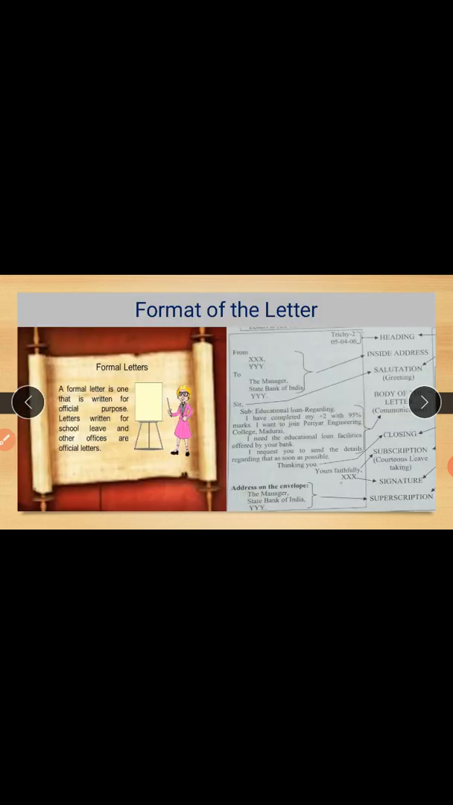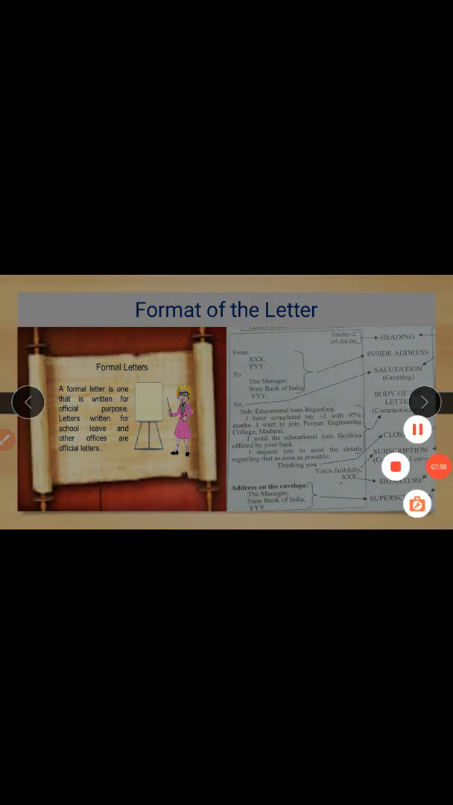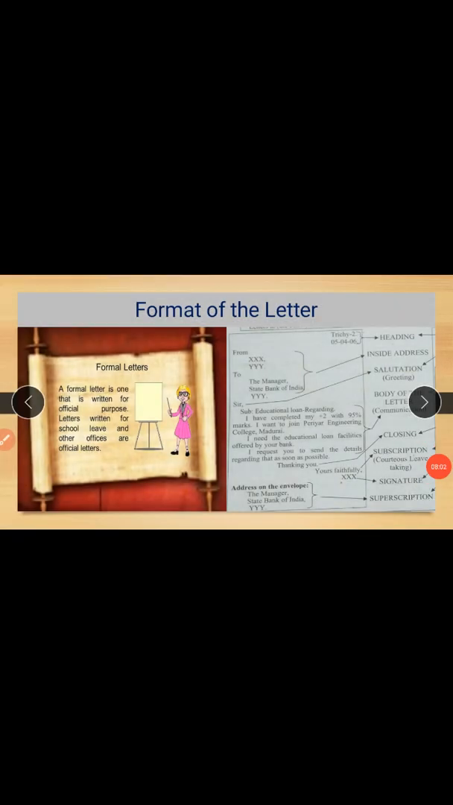Next is the format of the letter. I have given you. We are going to study three letters only: leave application, requisition of bona fide, and applying for a TC. These are formal letters only. So concentrate on the format of the letters. I have given you formal letters, so you can easily go through them, and it is very useful for writing letters. And I give you some tips too for good writing.